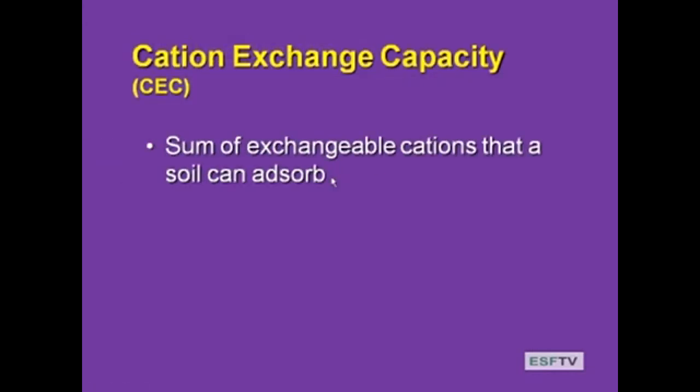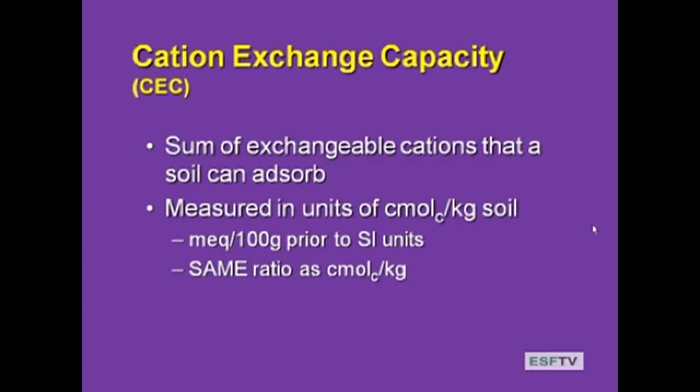So let's think about CEC. We defined CEC as the sum of exchangeable cations that a soil can adsorb, and we've always been capitalizing that. And we said it was measured in units of centimoles of charge per kilogram.